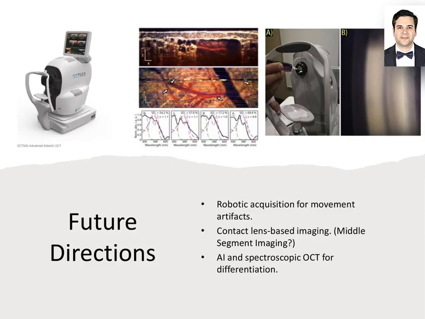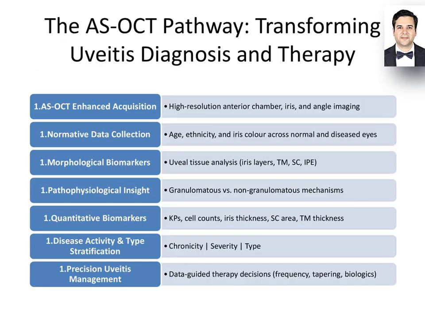What does the future hold? Robotic, motion, artifact-free acquisition, and contact lens-based imaging may further improve angle and pars plana visualization. Spectroscopic OCT could enable molecular imaging and help differentiate between pigment, RBCs, and different cell types. Normative data collection across age, ethnicity, and iris color will refine the accuracy and precision of AS-OCT in real-world populations. In this way, AS-OCT enhanced acquisition is an evolving process.